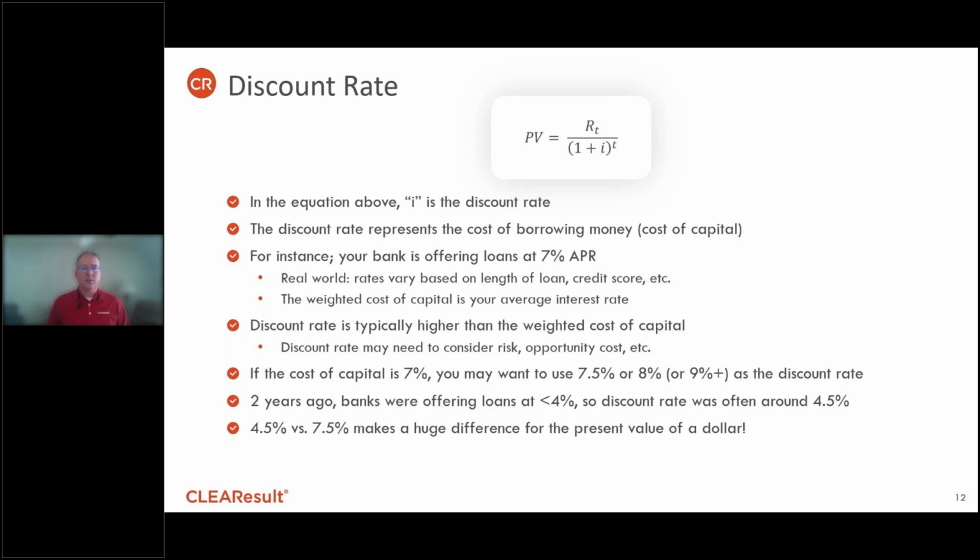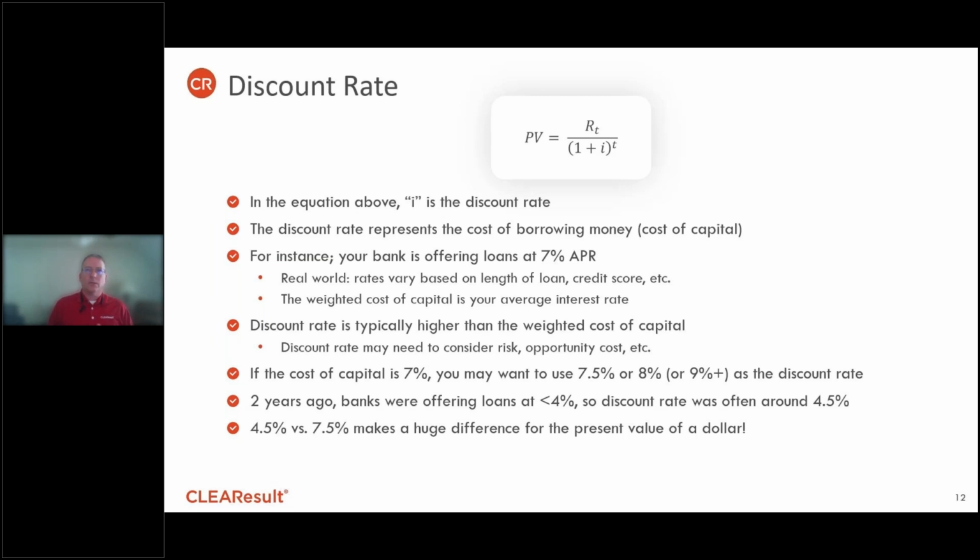So the discount rate is typically a little bit higher than the cost of capital. And so if the bank is giving loans at 7%, we're probably using discount rates that are 7.5 or 8, or maybe it's more than that even because of political situations or whatever those things may be.